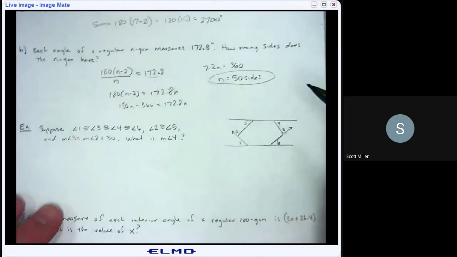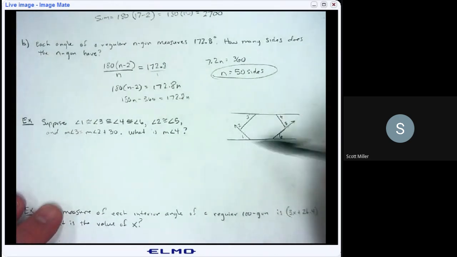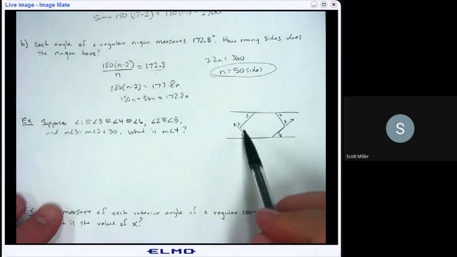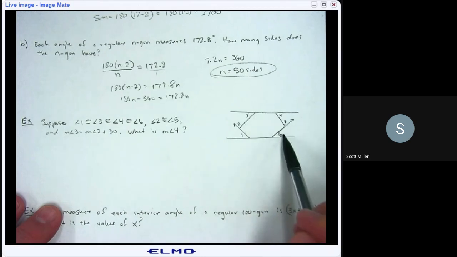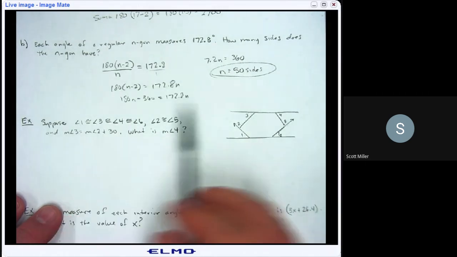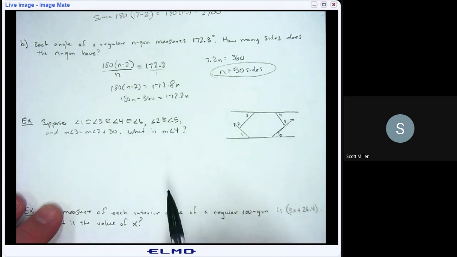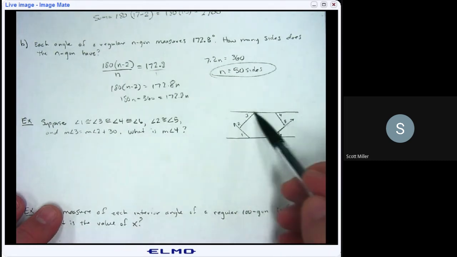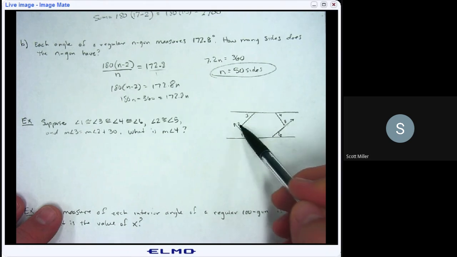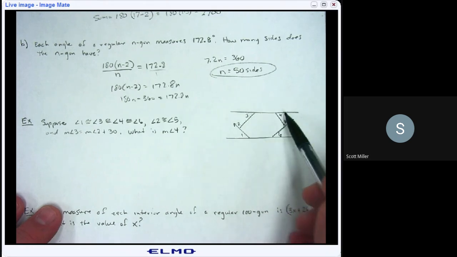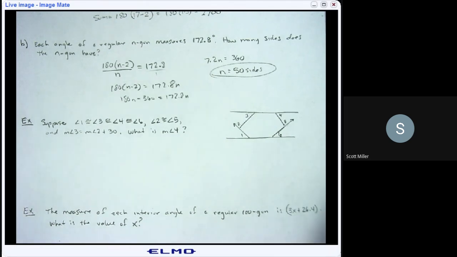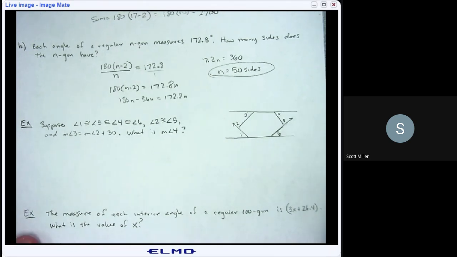So let's take this then to the next question, and let's try and do an example. So here's an example that we have right here. I have this shape over here, 1, 2, 3, 4, 5, 6. And then I tell you this information over here. So 1, 3, 4, and 6 are all congruent. 2 and 5 are congruent. This angle right here is this angle plus 30. So I want to know what angle 4 is. And there's a lot of ways to do this one. So here's what I did to kind of show you how everything works, is I made connections between everything.